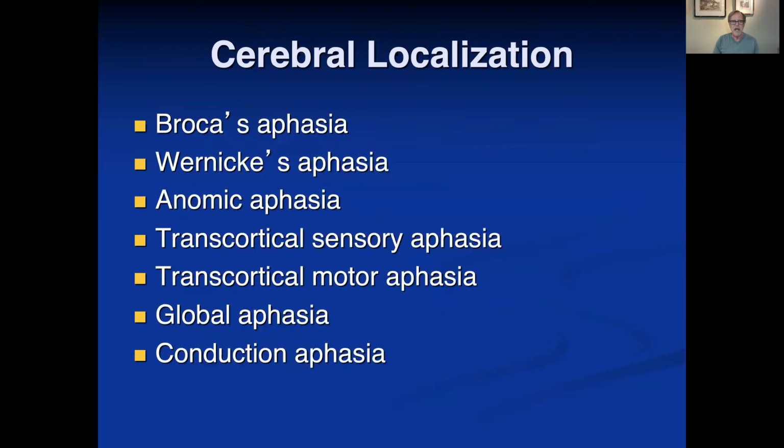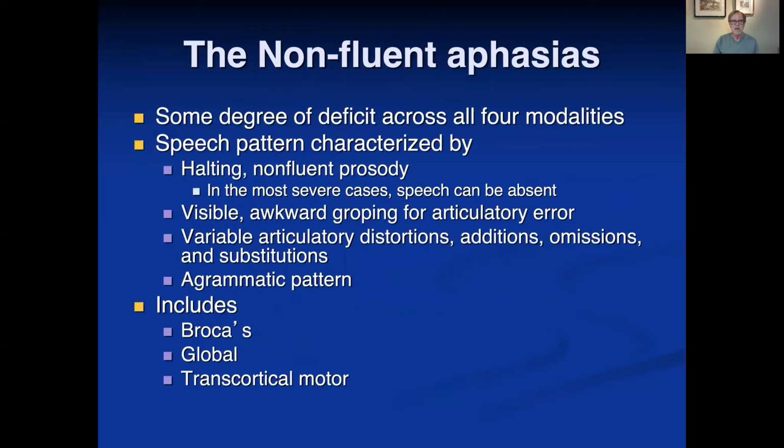Let me look first at the non-fluent aphasias. We looked at the fluents. In the non-fluent aphasias, again, the same thing: there's some degree of deficit across all four modalities of language. What are the four modalities of language? Auditory comprehension of language, verbal expression of language, reading comprehension of language, and written expression of language.